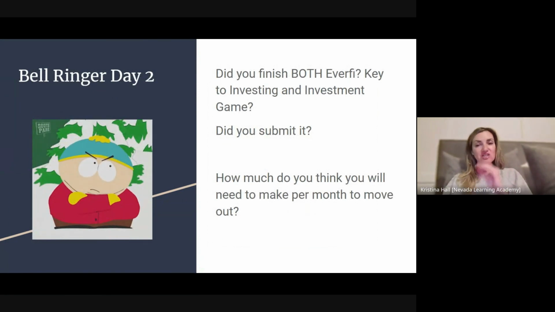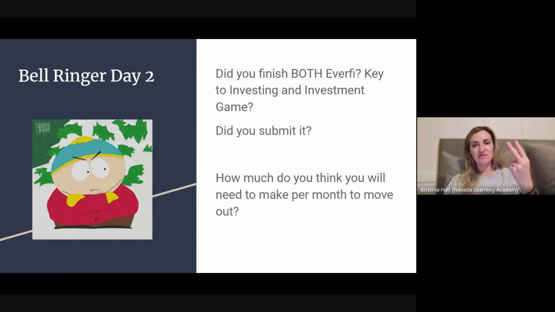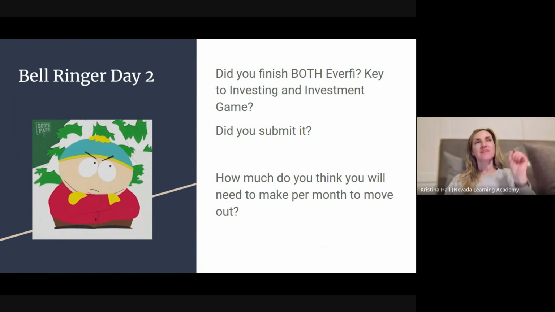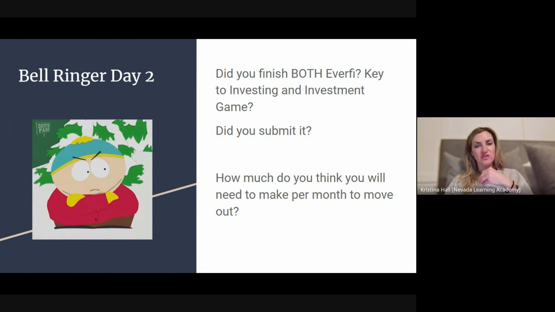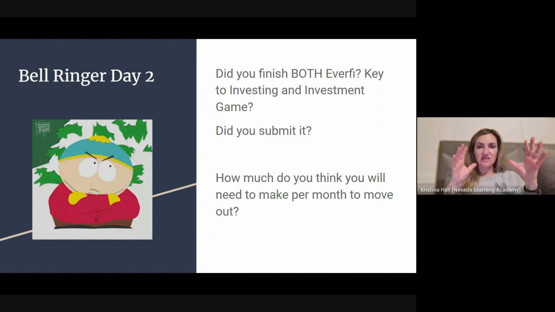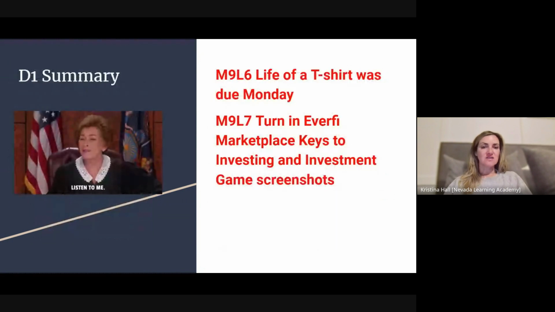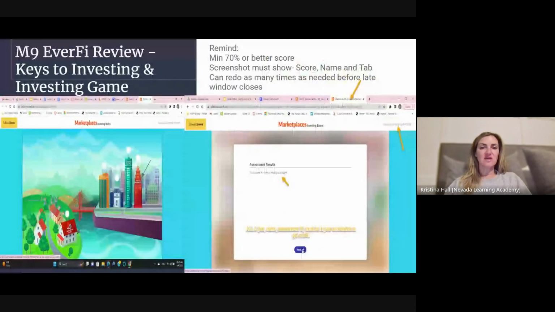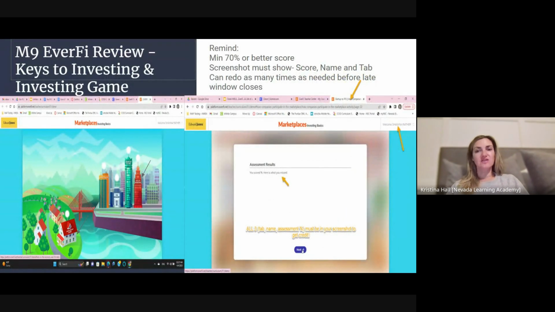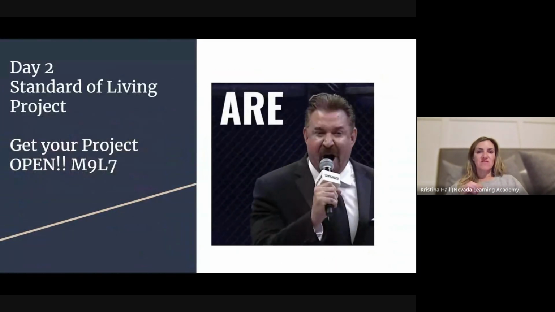So big question. Hopefully you finished both EverFi modules, Key to Investing and Investment Game. We did those in day 1 of this week. If you haven't finished those, you need to get those in, okay? Make sure you submit the screenshot of the final assessment with your name, and make sure that we can see that. Here was the example of what that needs to look like. So just make sure that you get that in. Those are both for summative points.